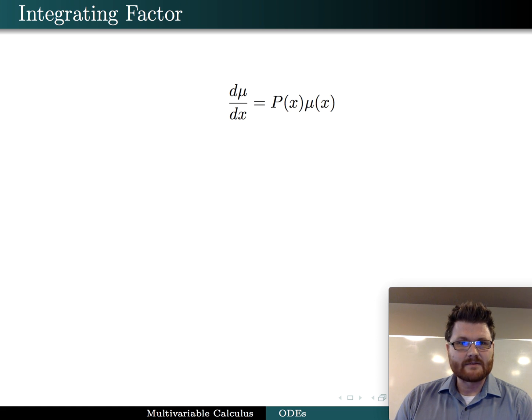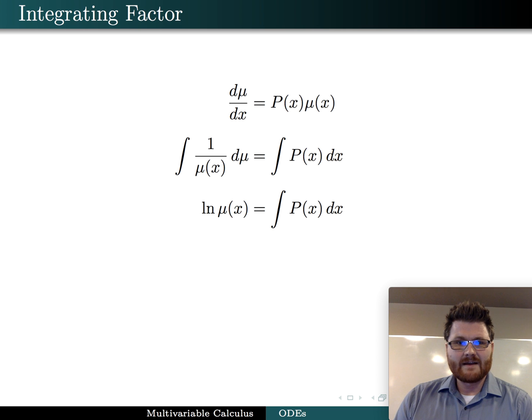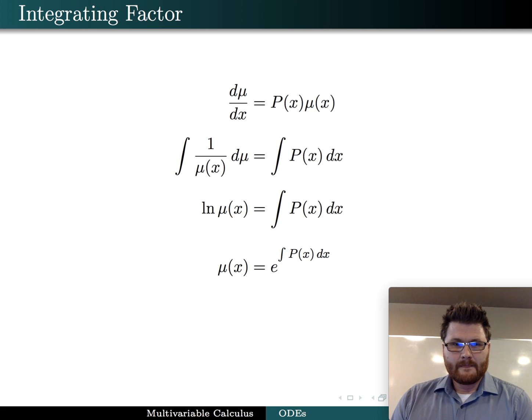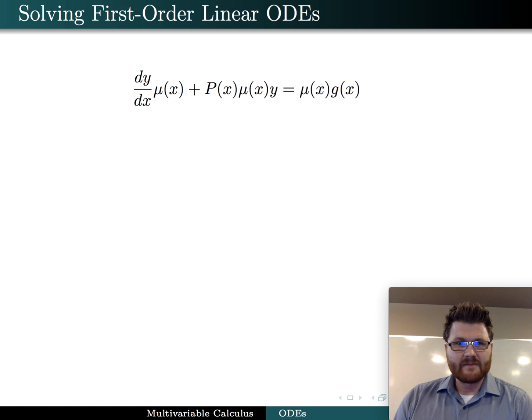Turns out that this differential equation is separable, and so if we do a separation of variables and integrate both sides, what we find is that natural log of mu needs to be the integral of p, and so then that means that mu must be e to the integral of p.